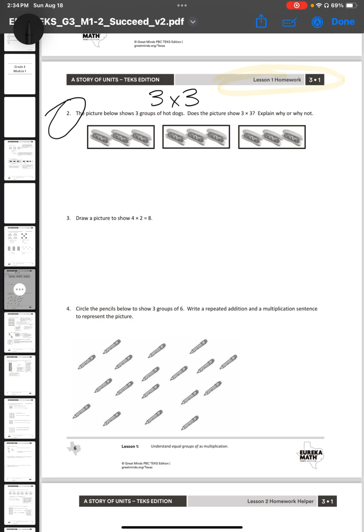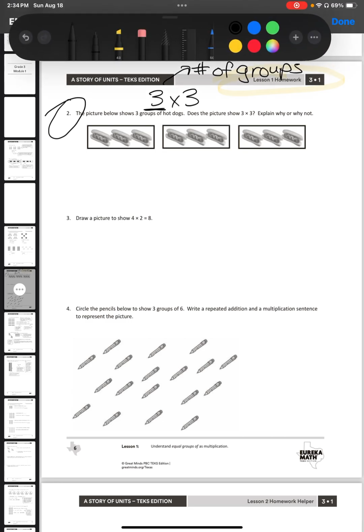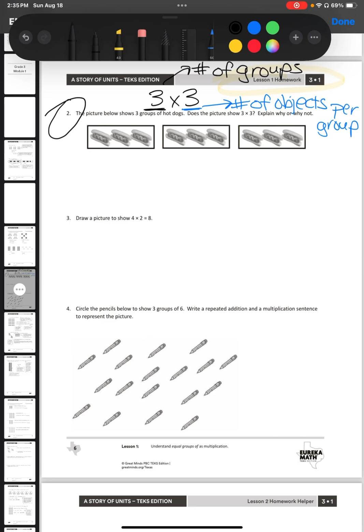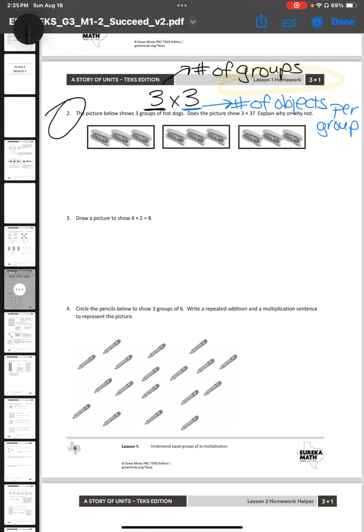When we look at a multiplication expression, the first factor, now it's the first number here. A factor is one of the numbers in a multiplication problem. The first factor is going to represent the number of groups. The second factor is going to represent the number of objects per group, or in each group. So if we're looking for 3 times 3, that tells us we need 3 groups of 3.